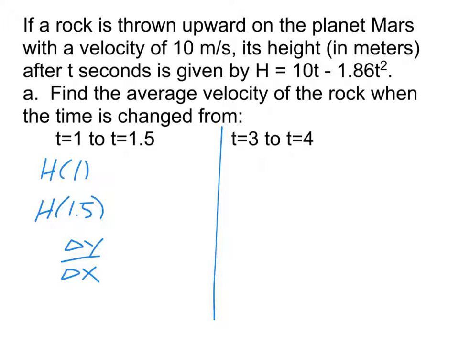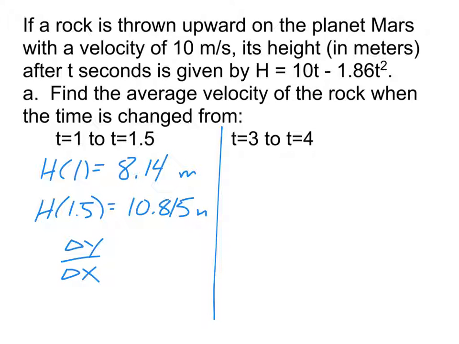So of those two, this seems like the easier work here, where we just figure out what h of 1 is and h of 1.5 is, and then we find slope by doing delta y over delta x. So go ahead and do that then. Figure out what h of 1 equals, figure out what h of 1.5 equals, and then find our slope. So for h of 1, you should have found that we get 8.14 meters. Next, plug the 1.5 in. When we plug that 1.5 in, you should be getting 10.815.